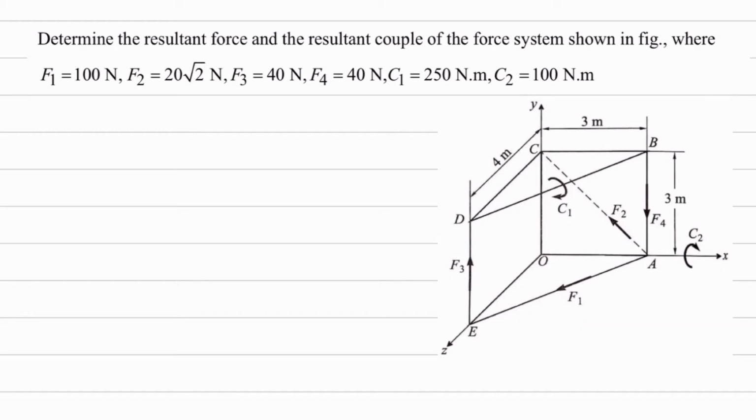Now the magnitude of force and couple is given in the question. This is C1, and here you can see C2 is also given. Okay, so we will write down the value of all the forces again. So F1, it is 100 Newton. Now this F1, what is the direction of F1? It is acting from A to E. So in bracket I will write down the direction. It acts from A to E.